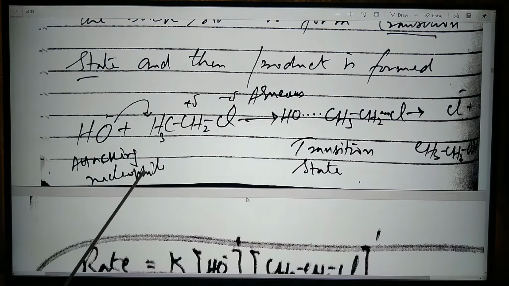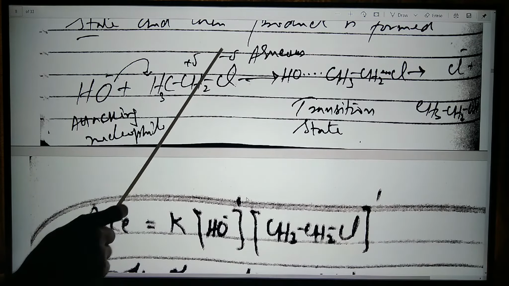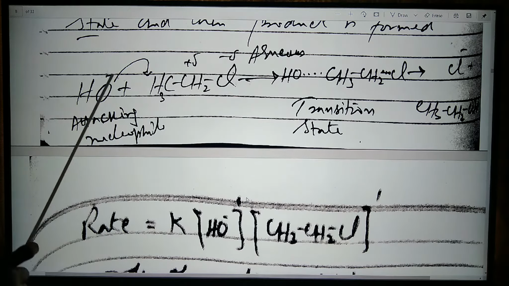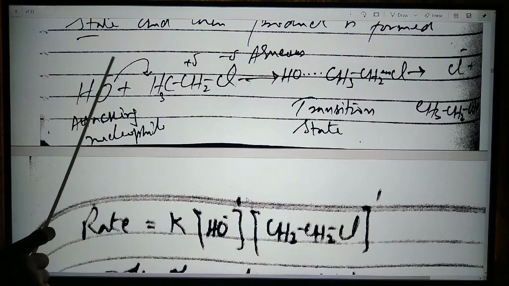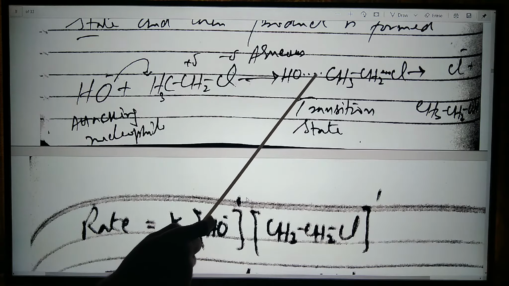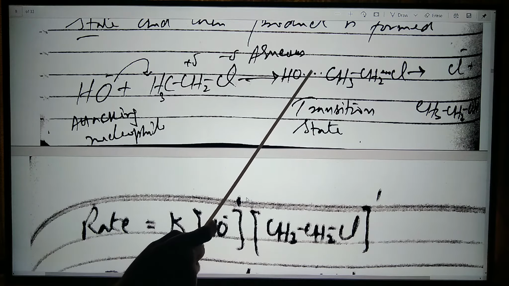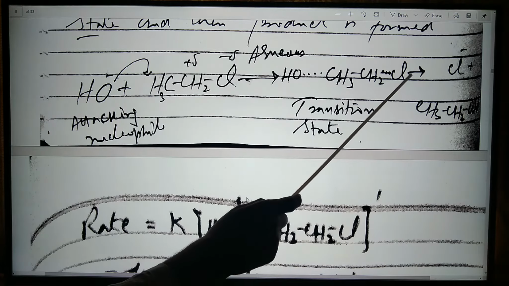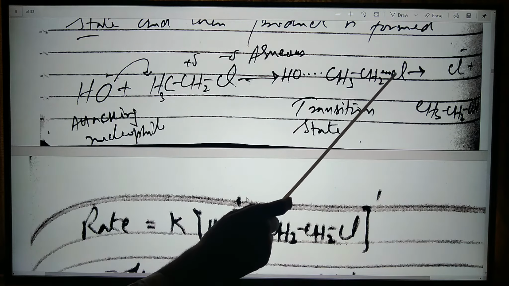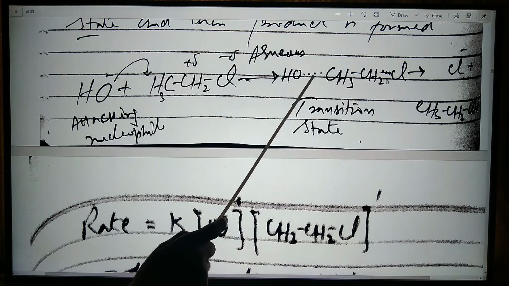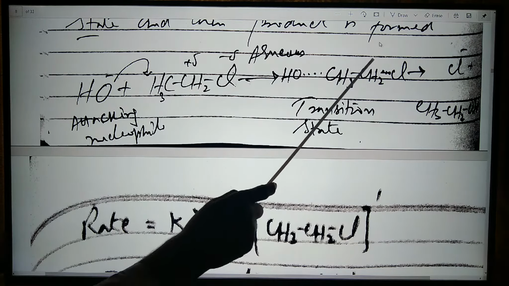For example, CH3CH2Cl. Cl is electronegative, this CH2 is electropositive. So this is the attacking nucleophile. It will attack from the back side to form the transition state. For example, it is denoted by dotted lines. Now it will repel this Cl because it is negative, it is also electronegative. So in this case, we have a dotted line, also a dotted line. This OH attacks on this side. So this is known as the transition state.